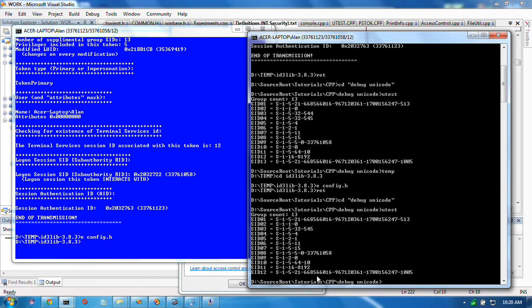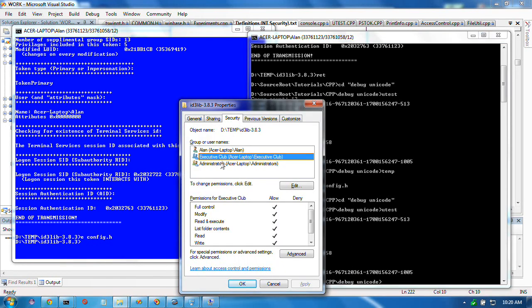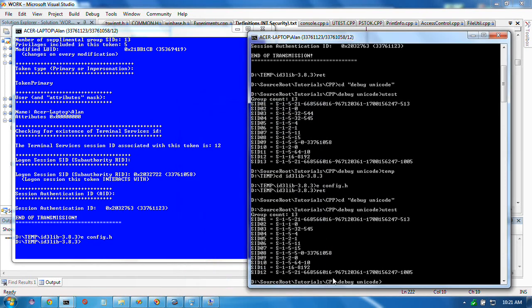not because of it being an administrator, because as far as being administrator, none of this applies. As far as being Alan, it can read, but this one is still a member of the executive club, and there's nothing else to compare with executive club with, so this one gets full control to that particular folder. So that demonstrates how a restricted token works. The restriction is a bottleneck.